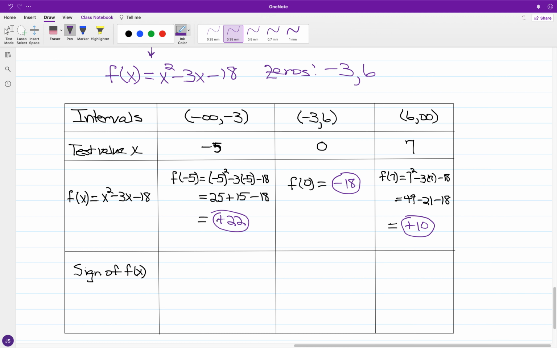Okay, so looking at the resulting outputs for the sign of f of x, the first case is going to be positive, so f of x is greater than 0. And then from the middle, we're going to have a negative output, so f of x is less than 0. And then for any input that is greater than 6, the output is going to be positive.